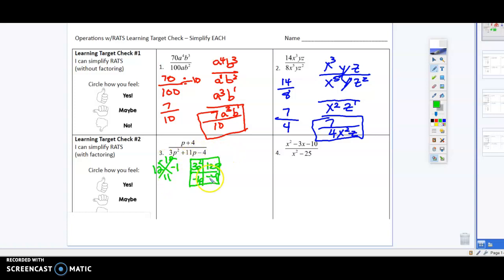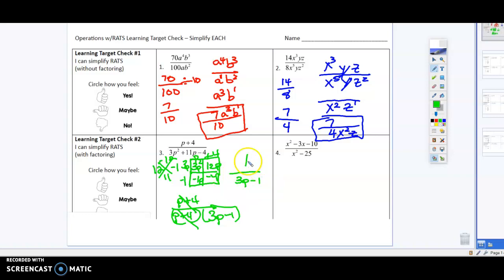And now I'm going to take the greatest common factors of my rows and columns. So over here, this is going to give me 3p. This will give me negative 1. This will give me p. And this will give me positive 4. So if I rewrote this whole fraction, I'd get p plus 4 over p plus 4 times 3p minus 1. And as you can see, these two things are the same, so we can cancel these out. When we do that, we get 1 over 3p minus 1.